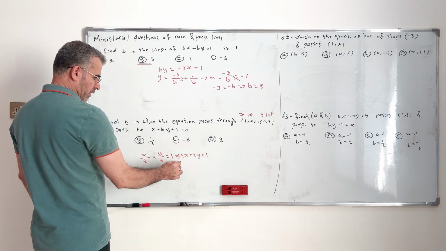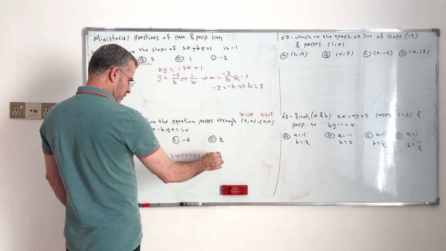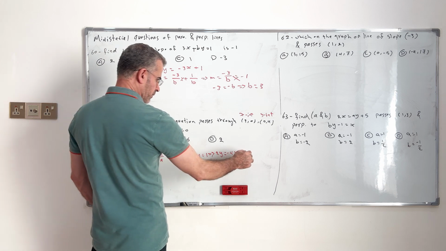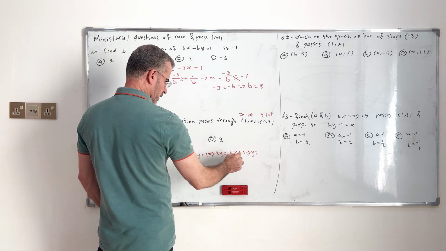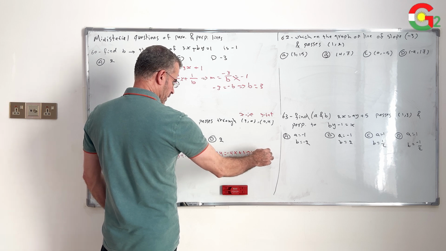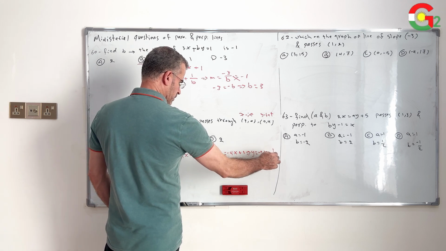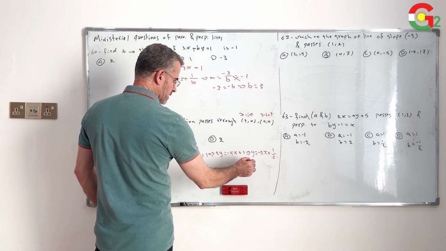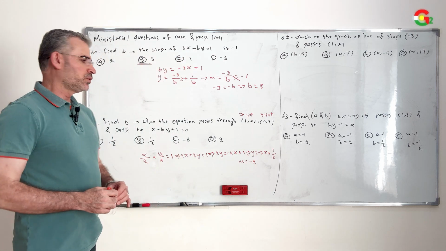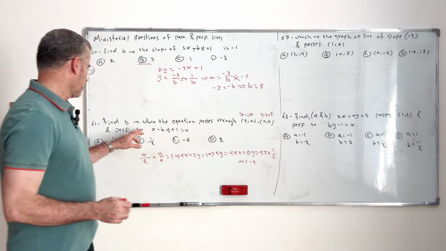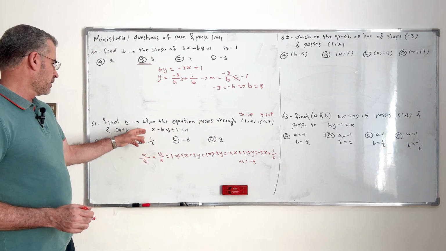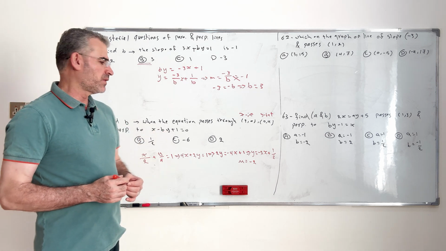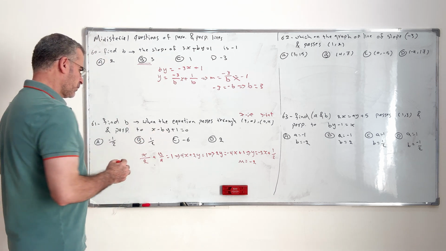Rewrite this equation in standard form. 2y equals minus 4x plus 1 divided by 2, then y equals negative 2x plus 1 half. The slope of this line is negative 2. Since this line is perpendicular to the other line, the multiplication of their slopes is equal to negative 1.